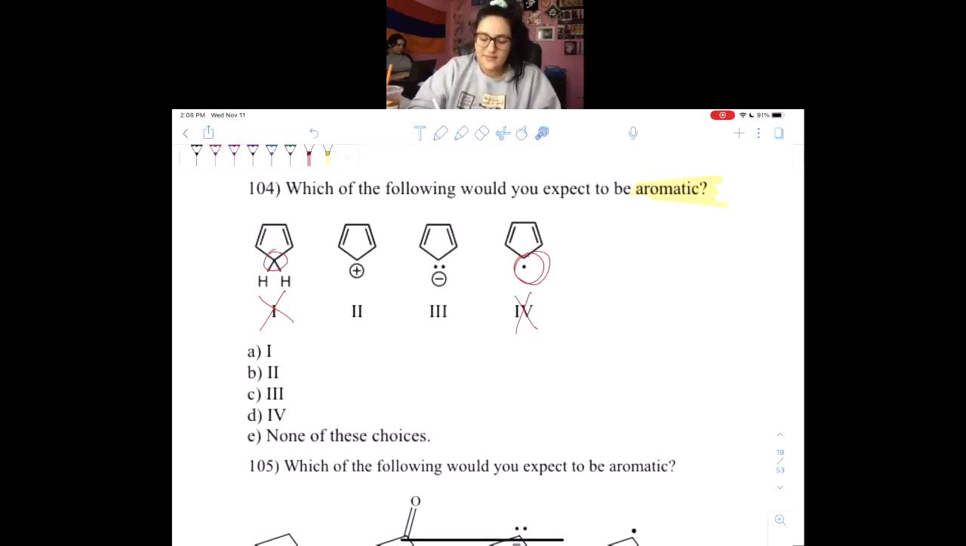Now we have to decide between the cation and the anion. So we have 2, 4 pi electrons, which would mean it's anti-aromatic. And just to double check, 2, 4, 6 pi electrons. That follows the 4n plus 2 rule, so that would be correct. C will be our answer.